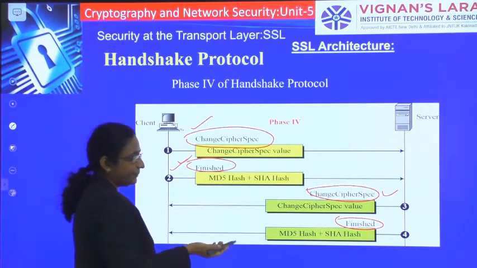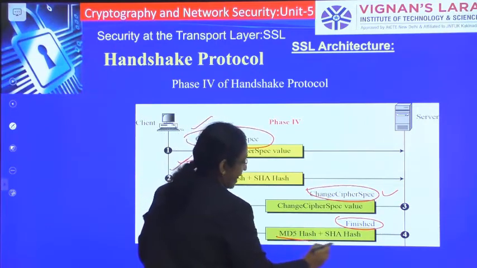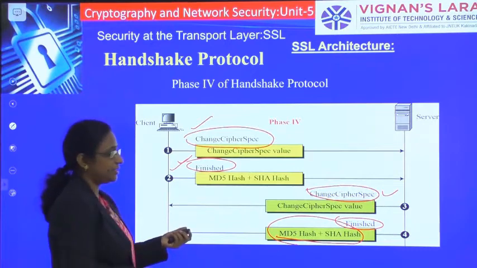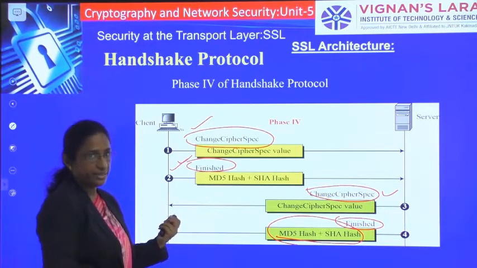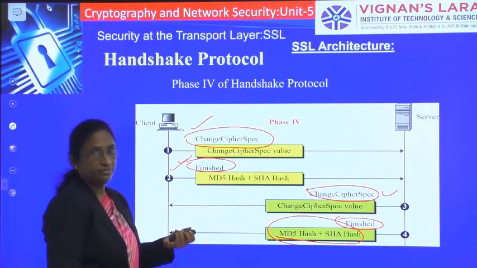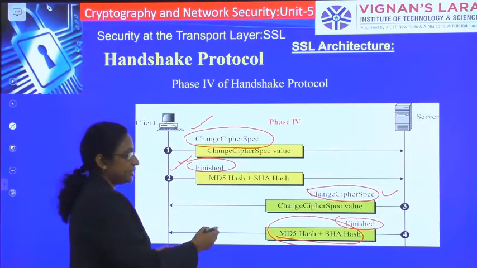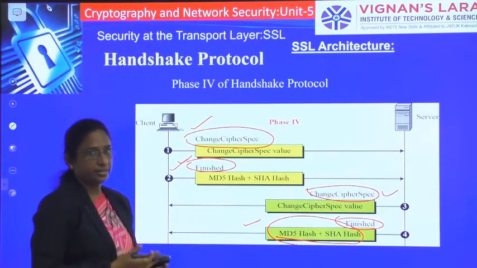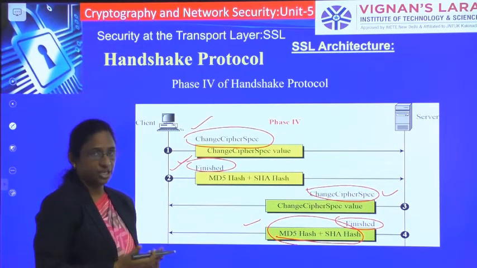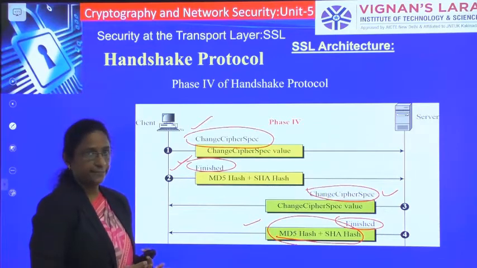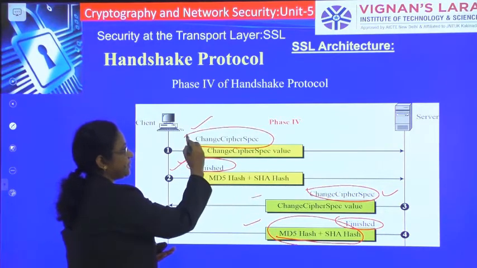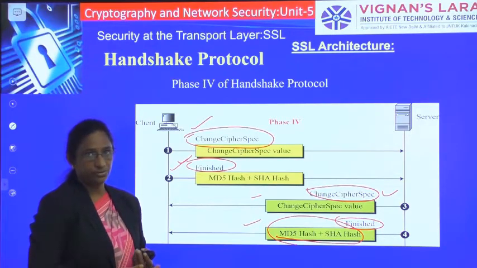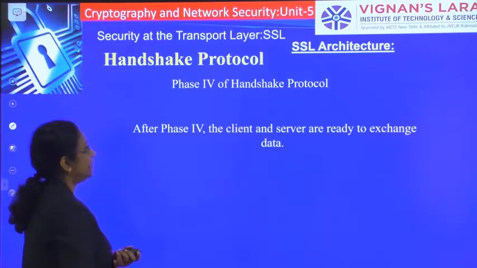For that completion also, they generate the hash codes and send them along with the finished messages. So this is the finished message, meaning the negotiation, or we can say the handshake protocol, has been finished. And the change cipher spec means both the client and server update their cipher suites. That is phase 4.